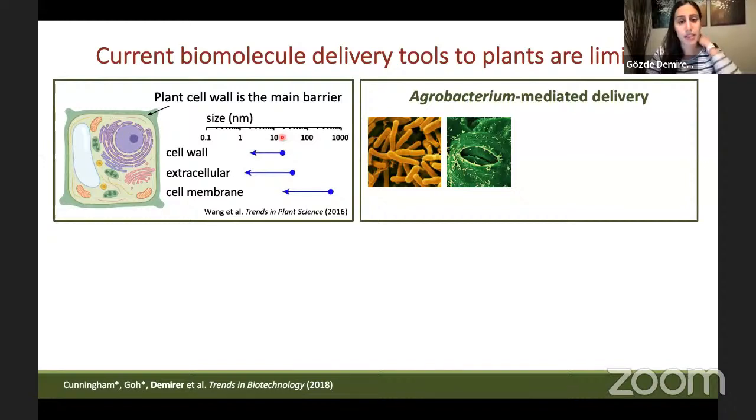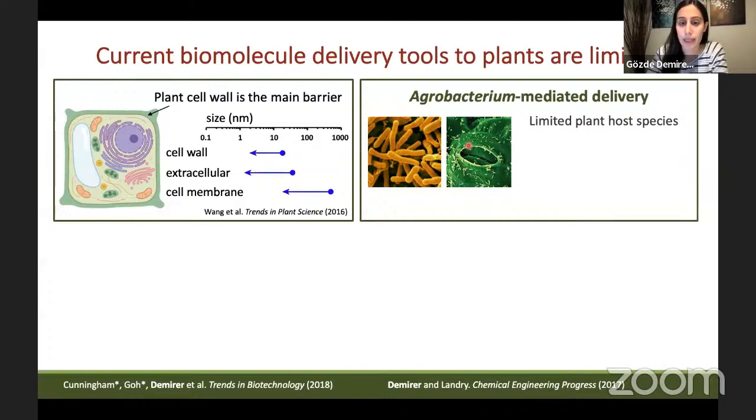So given this limitation, the most commonly used method in plant gene delivery is the bacteria Agrobacterium, which many of us are using to do transformations in plants. This method is able to deliver DNA, but to a limited plant host species. So our crop of interest may not be transformable with Agrobacteria. And it can only deliver DNA cargoes. So we are unable to deliver molecules like RNA and protein.